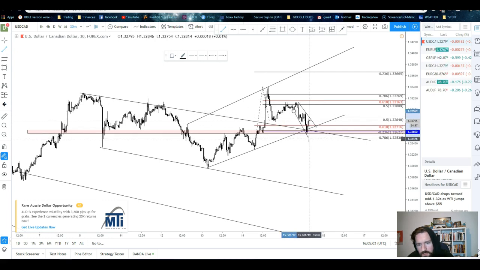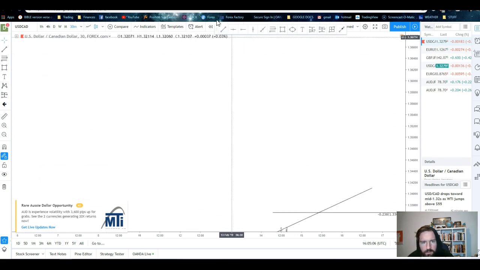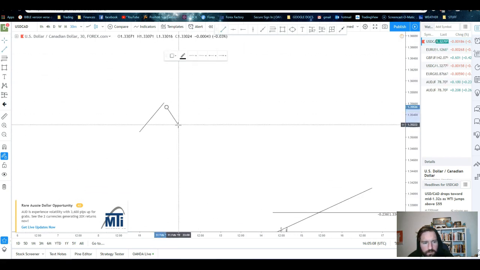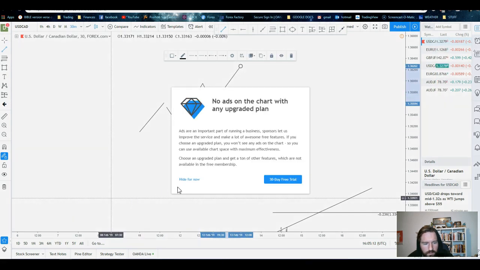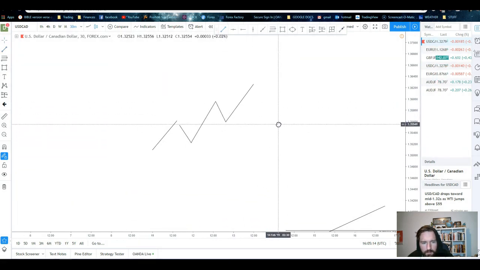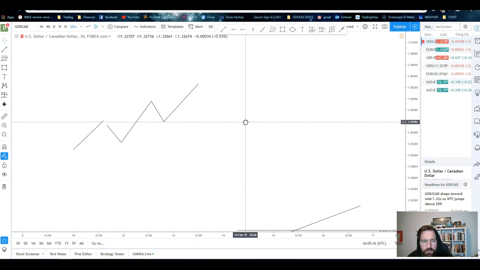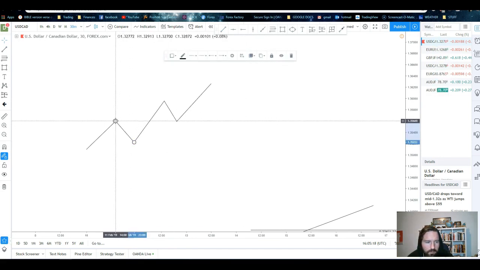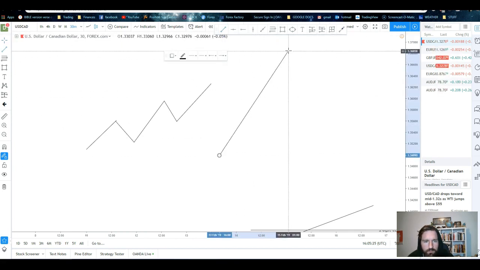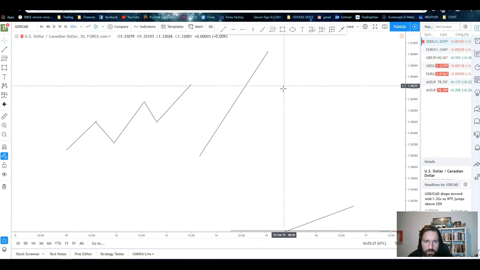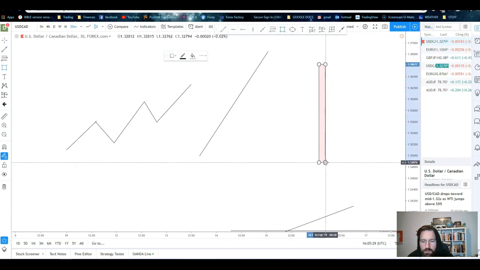And the reason is price is always ebbing and flowing. No matter what you do, no matter what time frame you're on, the price is always ebbing and flowing. It's very unhealthy for either currency involved, the US dollar or the Canadian dollar, to just go unidirectional. All right, a unidirectional move potentially on the daily time frame.